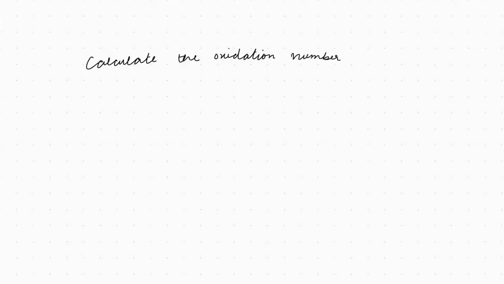Calculate the oxidation number. So compound number 1 is PbSO4. So you have to calculate the oxidation number of Pb. How would you do that? See, now there are two ways, right?